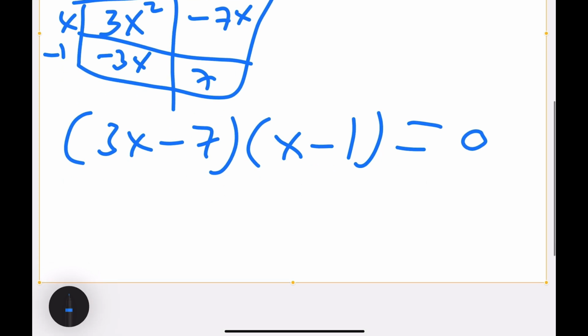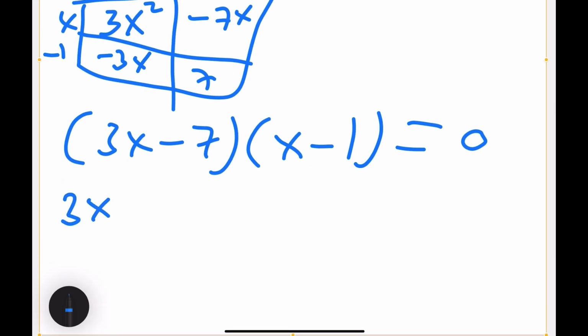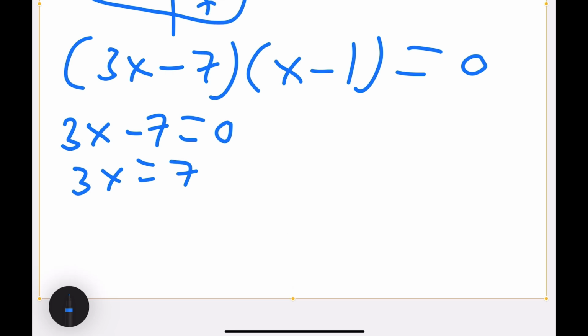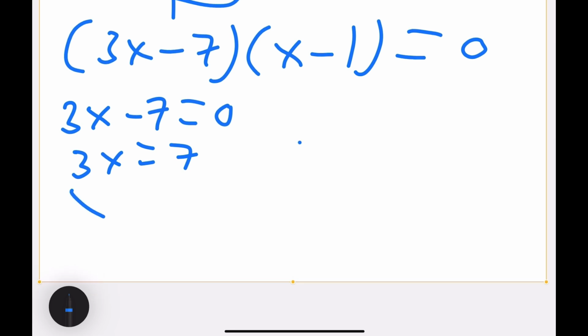So now we can solve it. So 3x minus 7 is equal to 0. So if we add 7 to both sides, we get 3x is equal to 7. So now we must divide each side by 3 to get x is equal to 7 over 3. So that is our first solution.